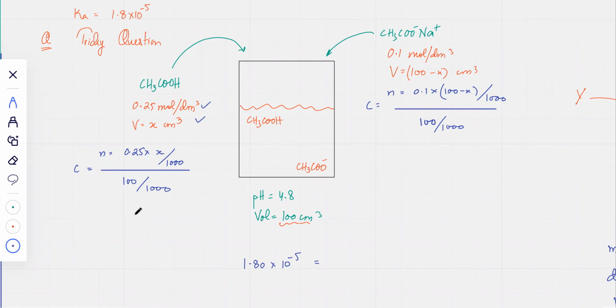Now since both things are going to get divided, a lot of things would automatically get cancelled out. Like the bottom denominator would get cancelled out, right? This 1000 would also get cancelled out when you're dividing it. So it's just going to be 0.1 into 100 minus x, divided by 0.25 times x into the concentration of H plus. We have the pH, so H plus would be 10 to the power minus 4.8. So we have that value as well.